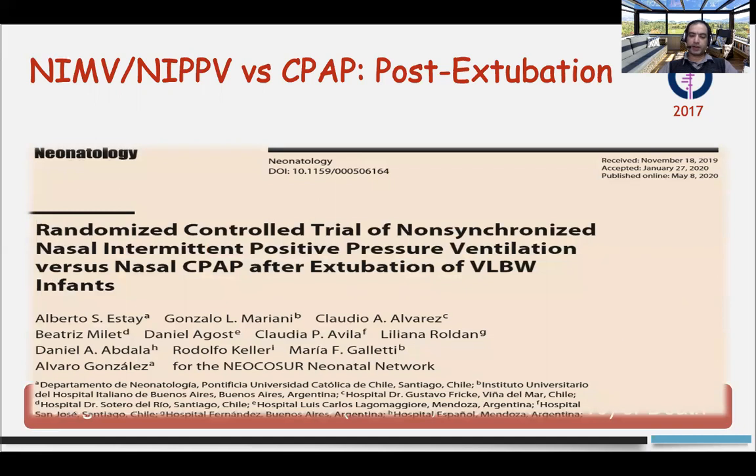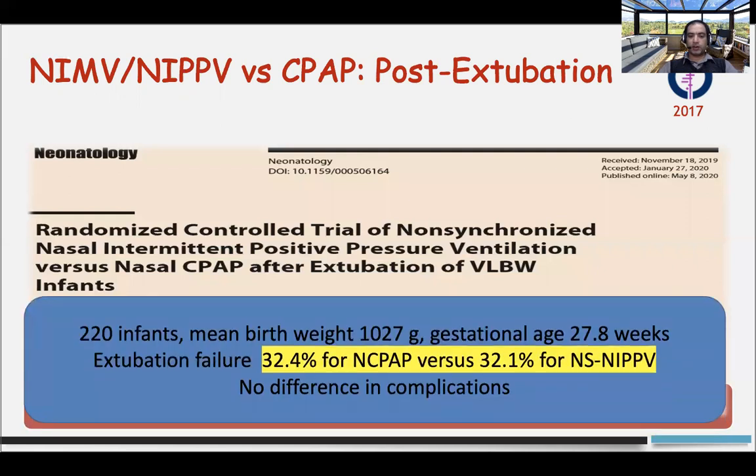Recently, a trial was published in May 2020 in Neonatology, where they compared non-synchronized NIPPV with CPAP for post-extubation in LBW babies. They studied around 220 babies with a mean gestation of around 28 weeks, and there was no difference between non-synchronized NIPPV and nasal CPAP.